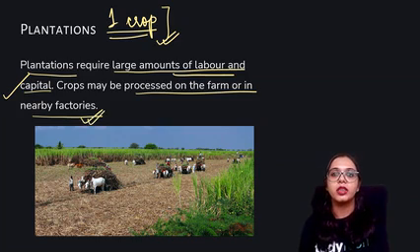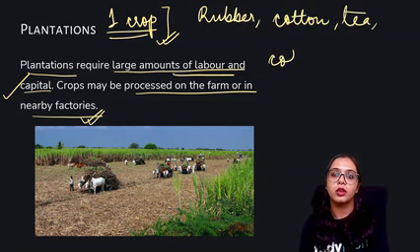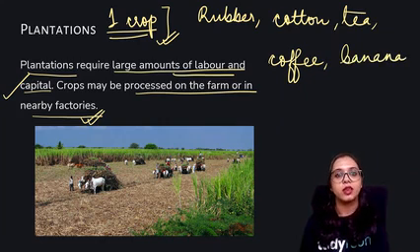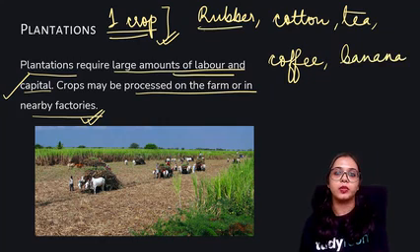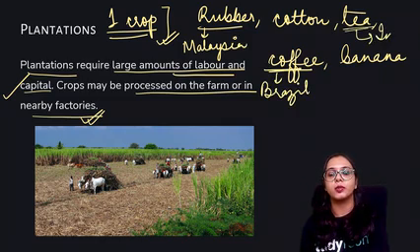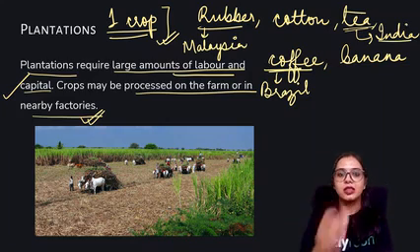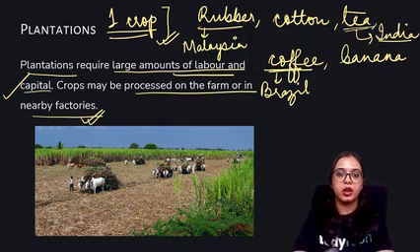And what kind of crops are we here talking about? We are talking about rubber, cotton, tea, coffee, even banana. All of these are grown in plantation areas. Rubber, for example, is grown in the region of Malaysia. Coffee, the leading producer of coffee is Brazil. And tea, you know that there are tea plantations in India in the region of Assam. Sri Lanka is also a leading producer of tea. So all of these areas are involved in plantation farming.